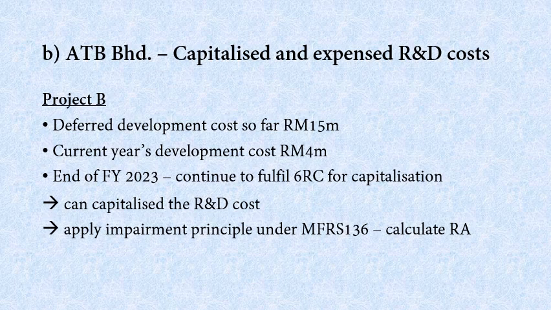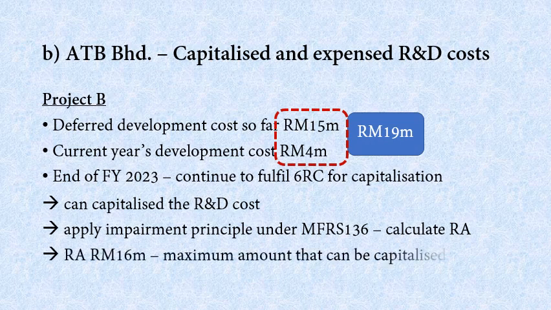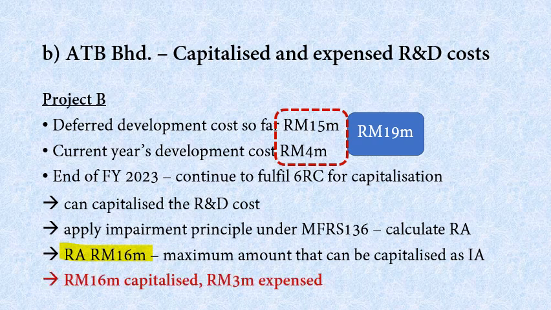Now that we have determined the recoverable amount to be 16 million, we need to compare that with the accumulated research and development cost, which is 19 million. As mentioned earlier, the recoverable amount will be the maximum amount that can be capitalized as an intangible asset. So for this case, we can capitalize 16 million, while the excess of 3 million must be expensed.